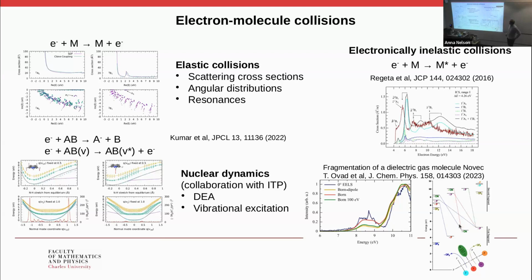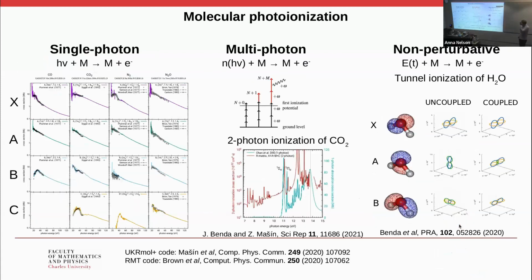We are also looking at electronically inelastic collisions. This is an example for pyrimidine, which I'm going to start with later on. And we are also looking at electron collisions with large molecules. This is work that has been initiated through collaboration with Quantemol and Professor Mark Kushner, who is over there. We were looking at the PFAS molecules, those will be mentioned today as well, but also at the Novec molecule.